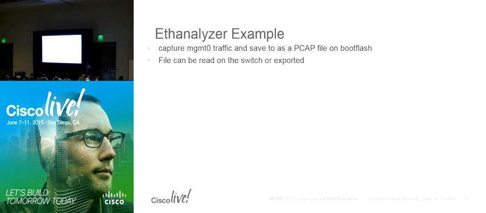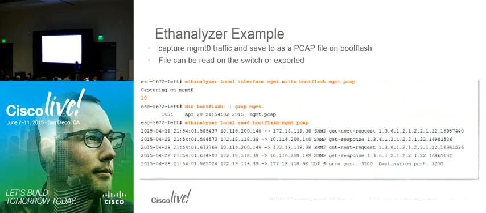So here is an example. I'm trying to capture management 0 traffic, save it to my switch, and also read it on the switch itself. Here is the command for that. I do ETH analyzer local interface management 0, write to boot flash, and just give it a name. By default, we only write 10 packets, but that can be changed. And here is how you can read the contents of the PCAP file.